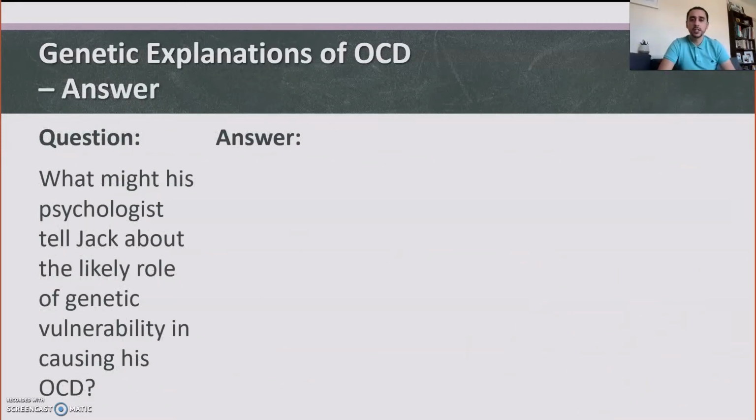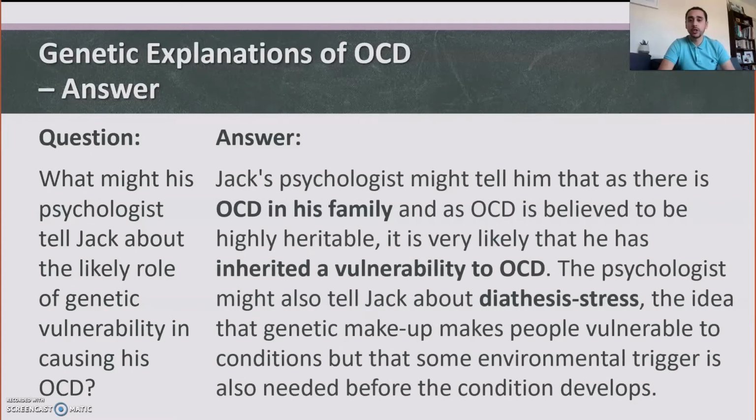What might his psychologist tell Jack about the likely role of genetic vulnerability in causing his OCD? Now, Jack's psychologist might tell him that as there is OCD in his family, and as OCD is believed to be highly heritable, it is very likely that he has inherited a vulnerability to OCD. The psychologist might also tell Jack about diathesis stress, the idea that genetic makeup makes people vulnerable to conditions, but that some environmental trigger is also needed before the condition develops. Okay, so it's the diathesis stress model.